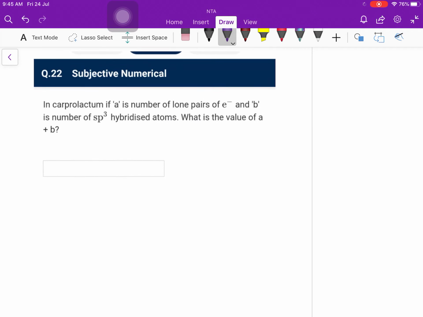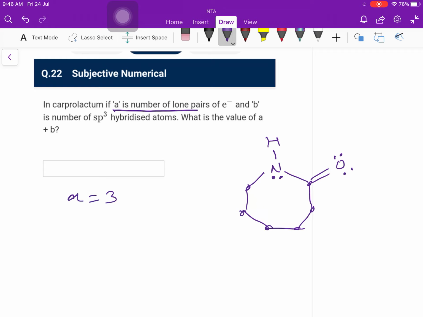In caprolactam, you need to know the structure of caprolactam. It contains 6 carbon atoms along with nitrogen in the ring, and a C double bond O. So A is the number of lone pairs. Nitrogen will have 1 lone pair and oxygen will have 2 lone pairs. So the total number of lone pairs is 3.